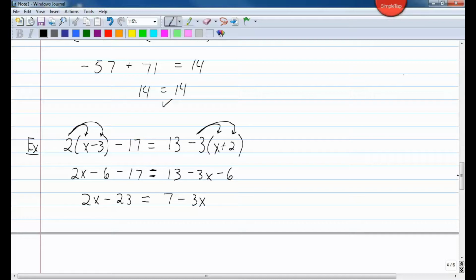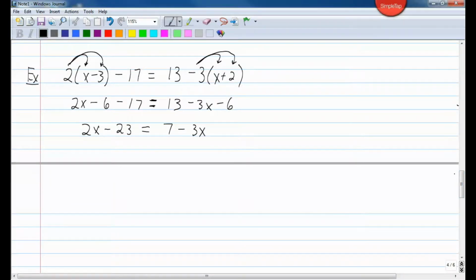Alright, so now I have a variable and a constant on both sides of my equation. So what I want to do now is I want to get my x on one side, I want to get my constant or number on the other side by itself. It does not matter which side you move your x to. It does not matter which side you move your constant to. It's just that one has to go on one side and one has to go on the other. The positive and negatives will work themselves out. Okay? Generally, if I can, I move the x values to the left side. That's just what I've always done.